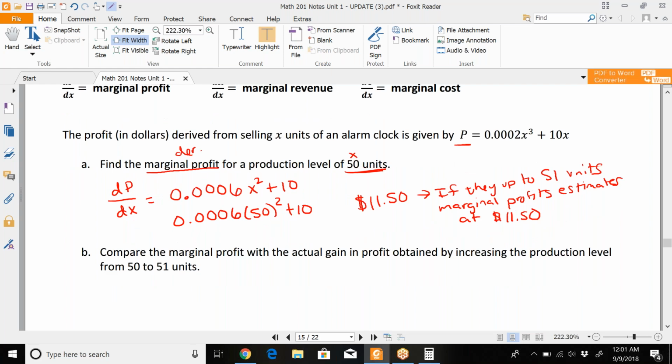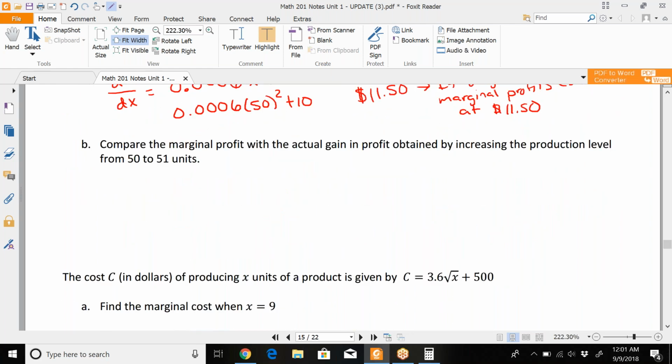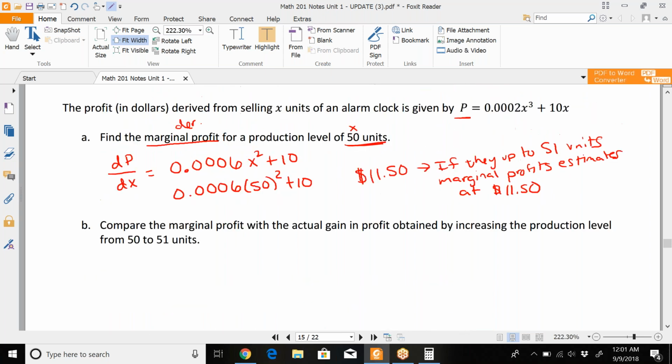Okay, so now it says compare the marginal profit with the actual gain in profit obtained by increasing the production level from 50 to 51. So when they say actual, you want to deal with the slope of the secant line. So you're actually finding what is 50 and 51 plugged into the original function. You get the two ordered pairs and you find the slope the old-fashioned way. So we want to plug in 50 into the original function, 50 cubed plus 10 times 50. And then we want to plug 51 in.